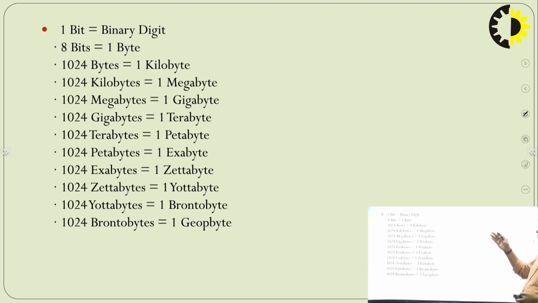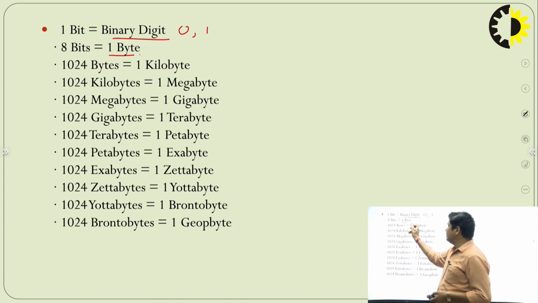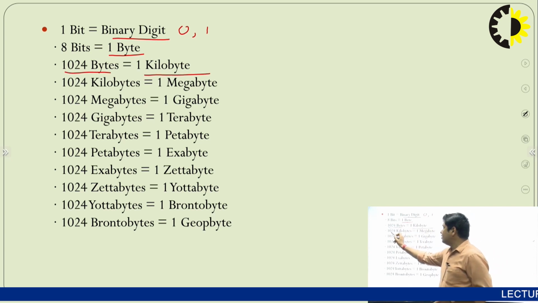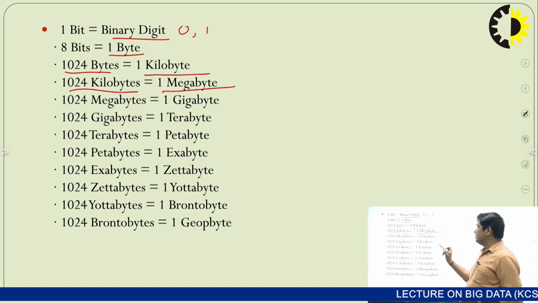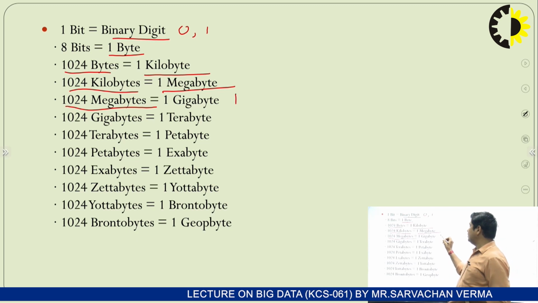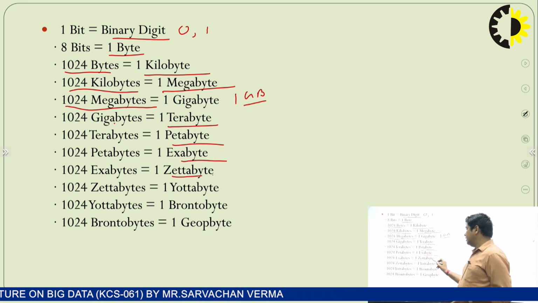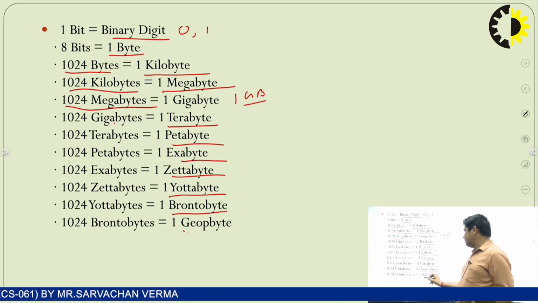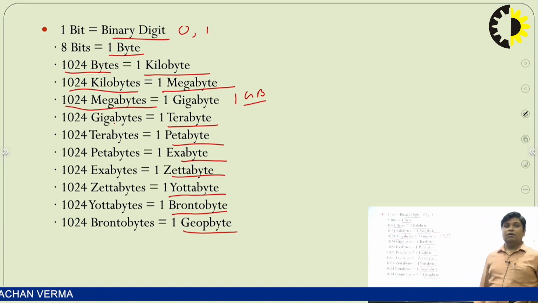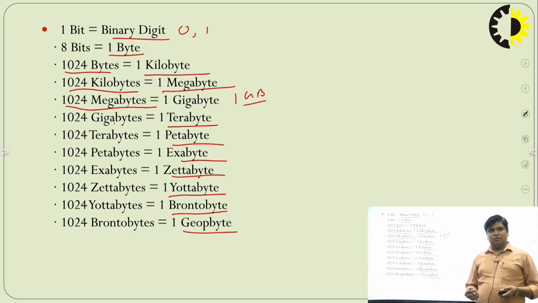These are some parameters. 1 bit is a binary digit, it may be 0 or 1. 8 bits means 1 byte. 1024 bytes means 1 kilobyte, 1024 kilobytes means 1 megabyte, and 1024 megabytes is called 1 GB. Then come terabyte, petabyte, exabyte, zettabyte, yottabyte, brontobyte, and geobyte. These are the terminology, the parameters for storing data.